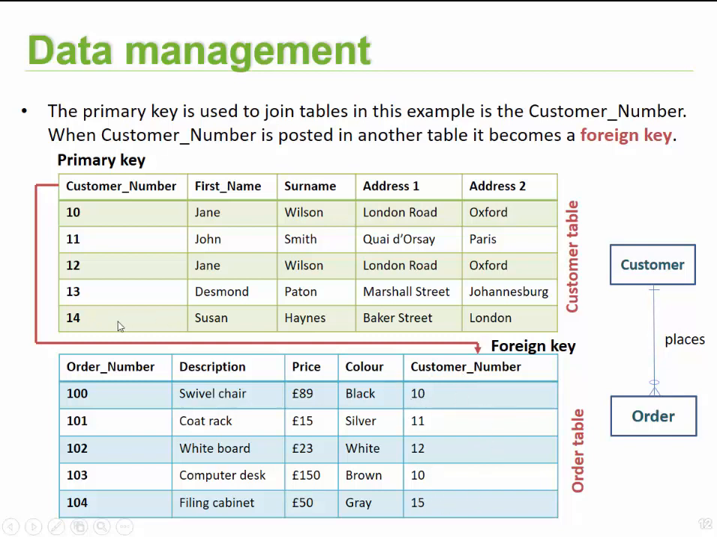customer number 14, Susan Haynes, hasn't placed any order. The same with customer number 13. So that circle indicates that it's optional, it's not required that everybody should place an order. A customer might place multiple orders. If we look here, we see that Jane Wilson actually placed 2 orders.